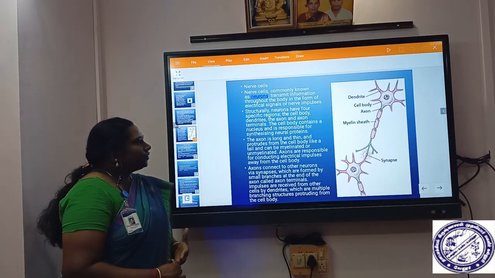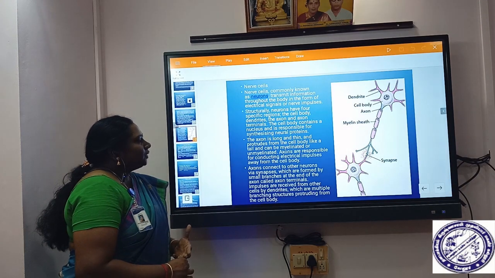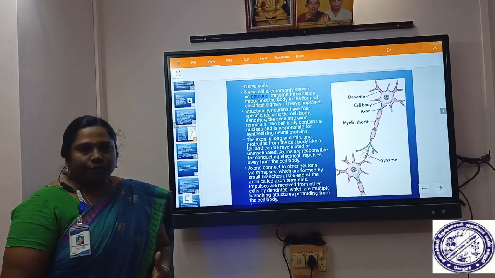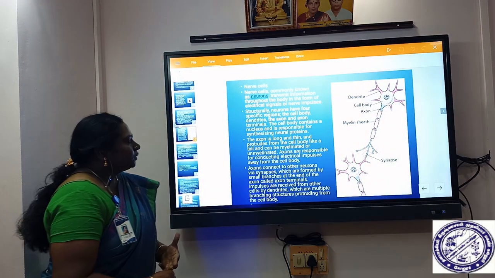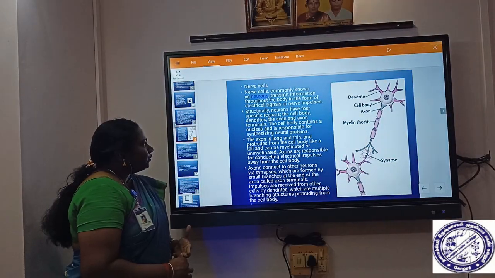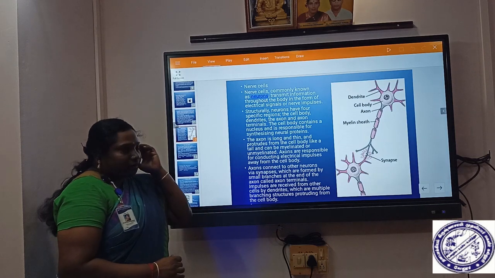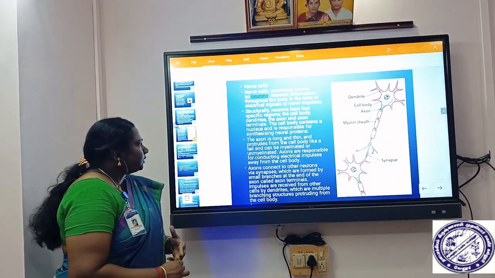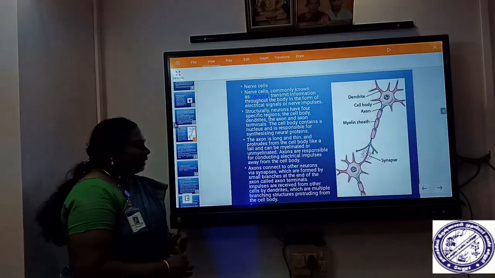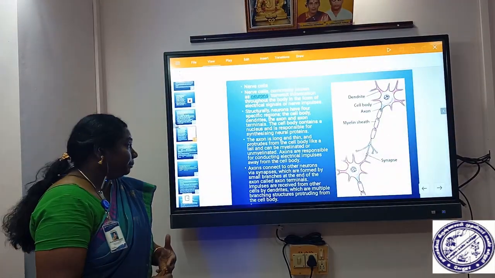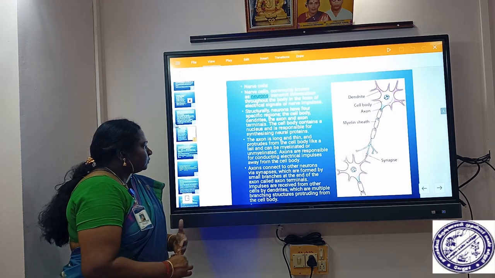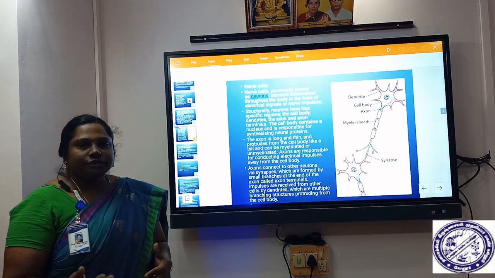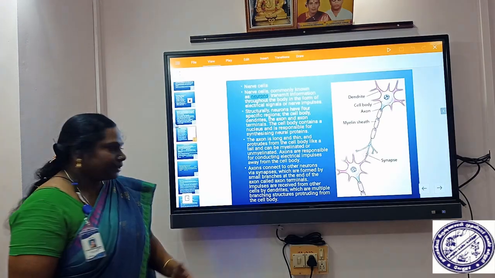The cell body contains the nucleus, and the neural proteins are made in the cytoplasm. The axon is long and thin. It arises from the cell body and it forms like a tail. It can be myelinated or unmyelinated. Axons connect to other neurons with the help of synapses.